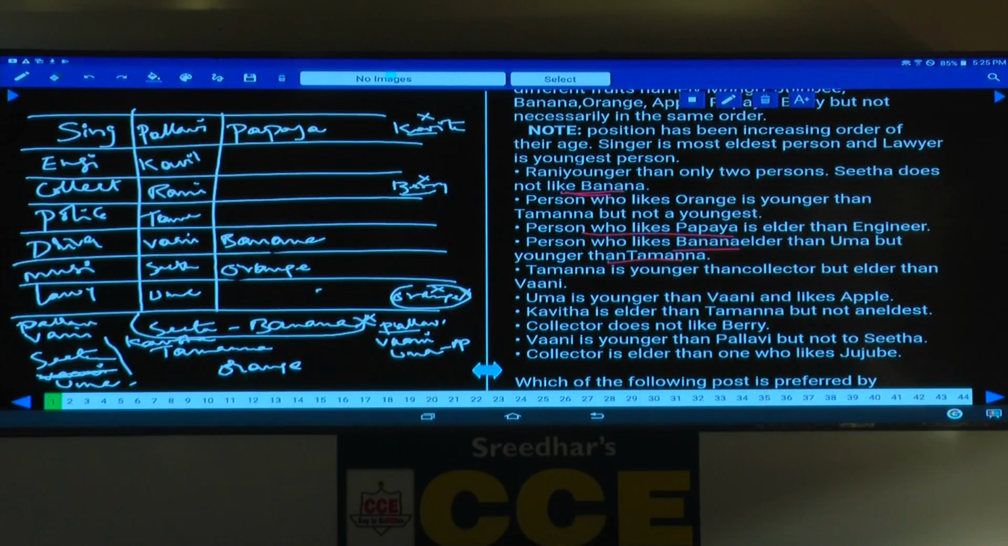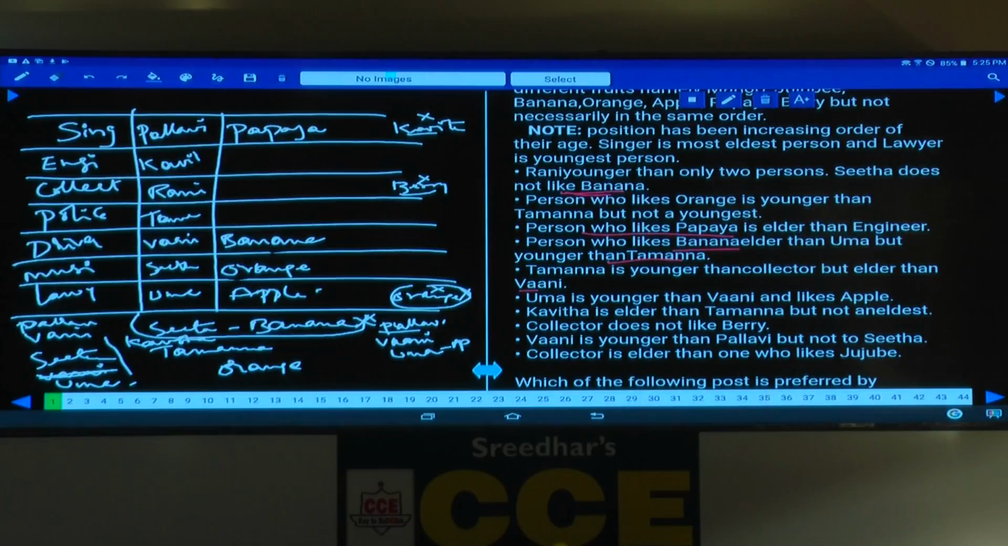Next one, Tamanna is younger than the collector, but elder than Vani. Tamanna is elder than Vani. Uma is younger than Vani, and likes apple. Hence, Uma likes apple. Now this is apple. And Kavita is elder than Tamanna. Kavita is elder than Tamanna, but not the eldest. Hence, Kavita is the second.